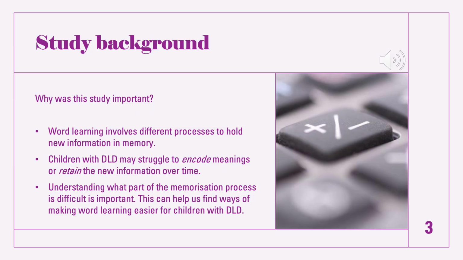Study background. Why was this study important? Word learning involves different processes to hold new information in memory. Children with DLD may struggle to encode meanings or retain the new information over time. Understanding what part of the memorization process is difficult is important. This can help us find ways of making word learning easier for children with DLD.